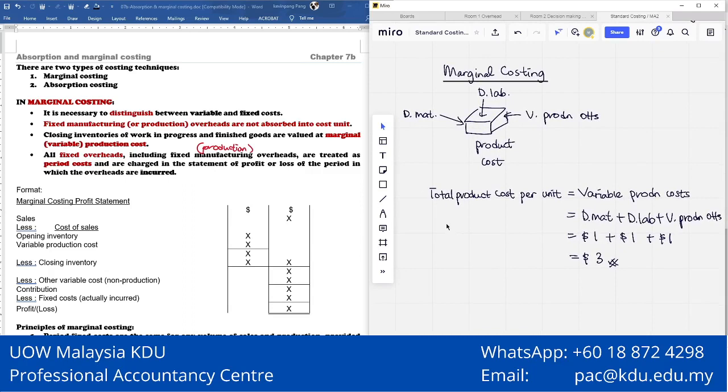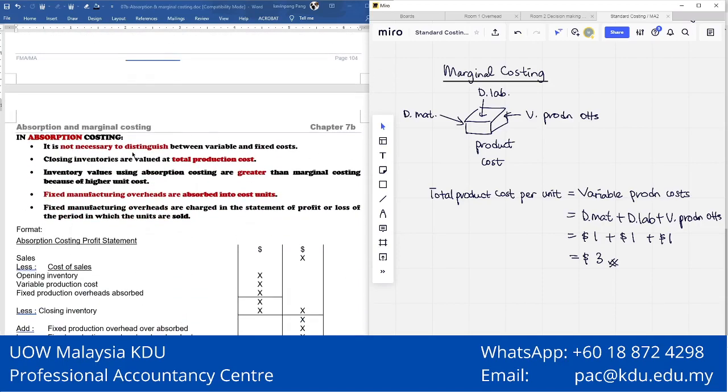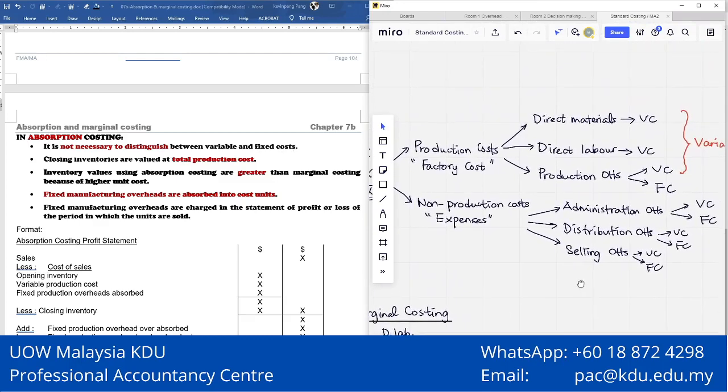But how about absorption costing? Just look at the notes here. Under absorption costing, it is not necessary to distinguish between the variable and the fixed. The fixed and the variable cost can be combined together as long as they are in the same function. Variable production, fixed production, I can put together. Variable non-production, fixed non-production, they are in the same group, same function. I can group them together, no need to separate. Closing inventory will be valued at total production cost.